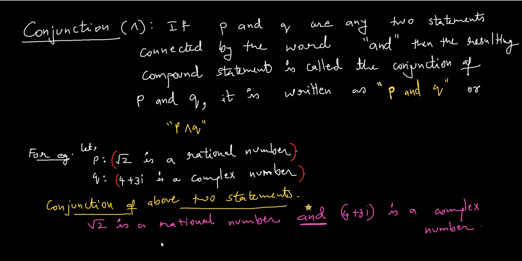Further, how can I write this symbolically? The symbolical representation will be P and Q. You can understand P and Q.